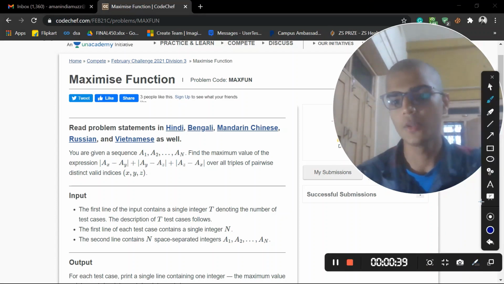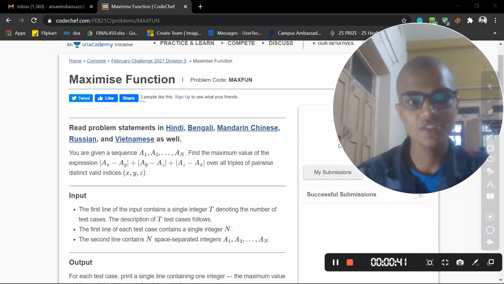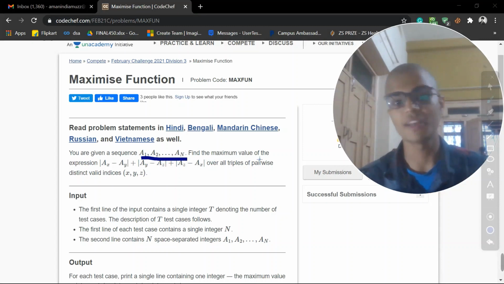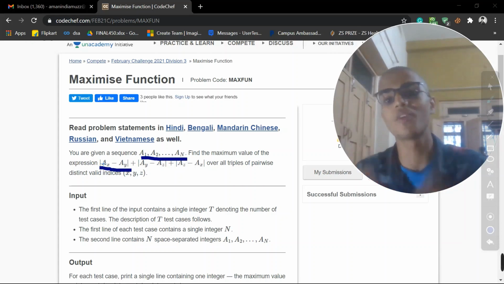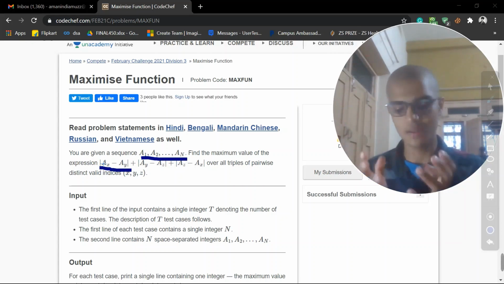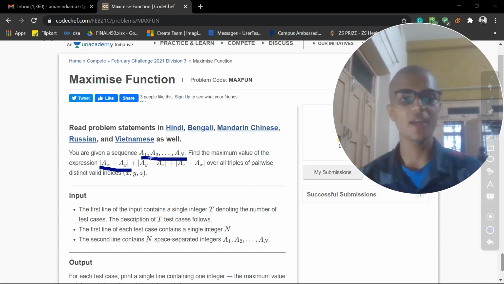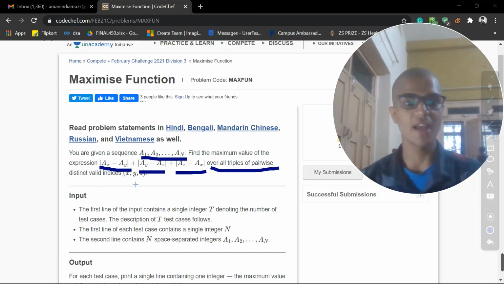Okay, so you are given a sequence a1, a2, ..., an. These are the numbers they have given in the sequence. Find the maximum value of the expression |ax - ay|. Mod is also there, please note that point. Mod is a machine that always gives positive numbers. Whatever you put in, the function is applied inside, and after that it always throws out positive numbers. So the expression is |ax - ay| + |ay - az| + |az - ax| over all triples of pairwise distinct valid x, y, z.